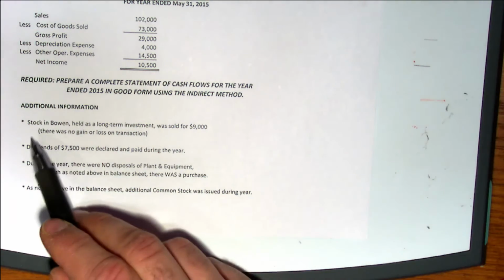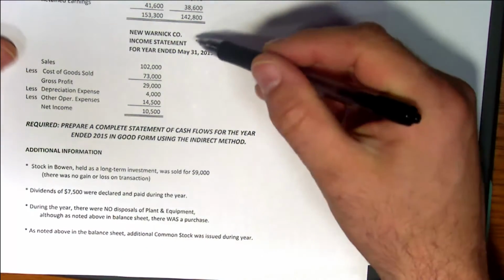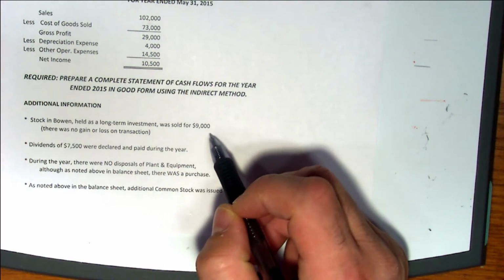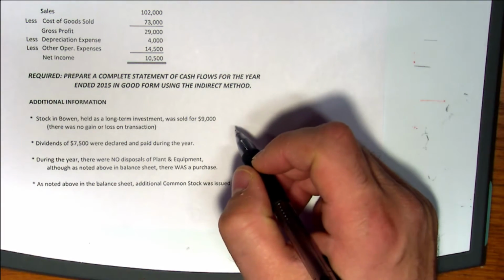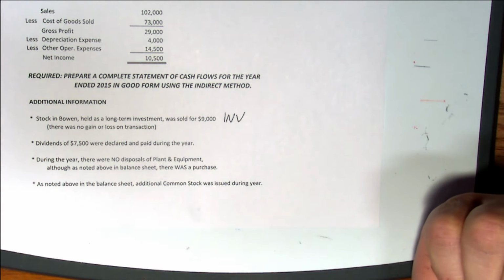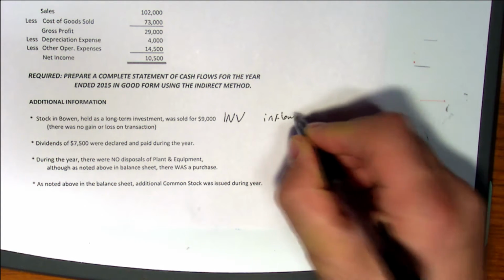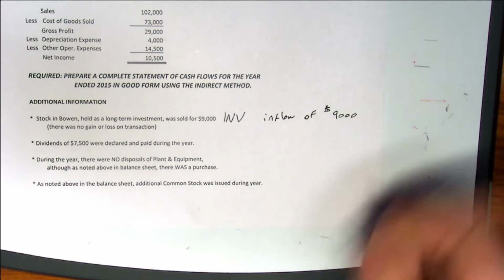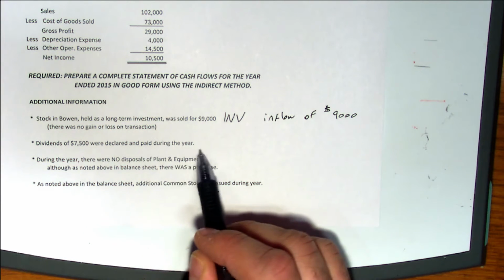Okay? All right, Stock and Bowens. Now, who are we? We're New Warnick, right? So Stock and Bowen, held as a long-term investment, was sold for $9,000. There was no gain or loss on this transaction. What type of cash flow is that? Investing. That's an investing. Is it an inflow or an outflow? Inflow. It is an inflow. And how much of an inflow is it? $9,000.